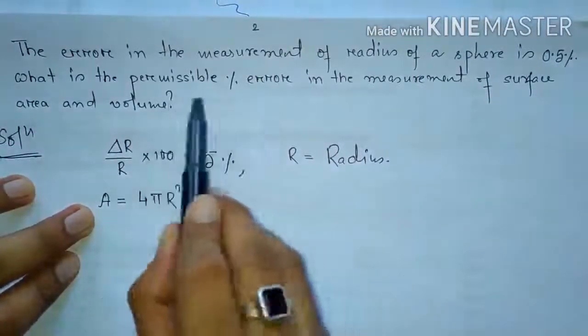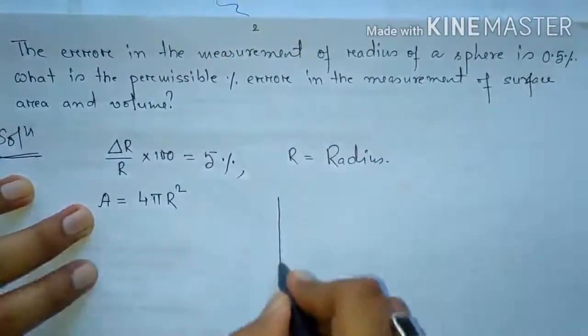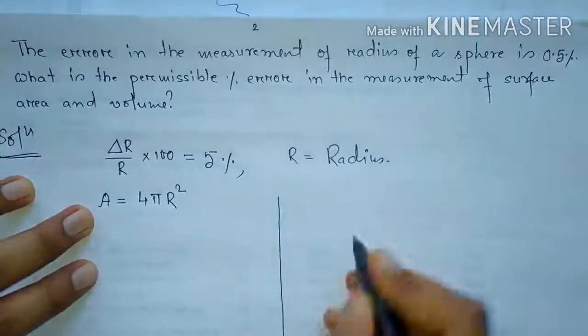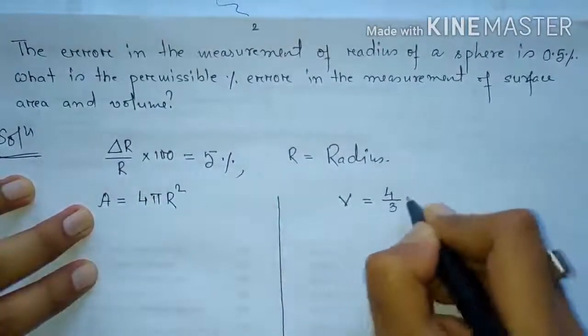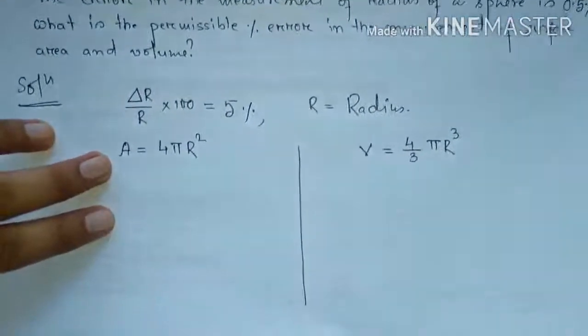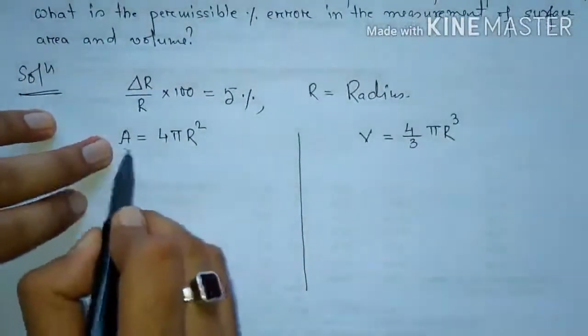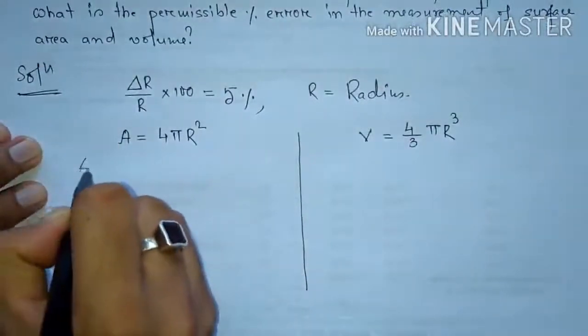Because we have to find the percentage error in the measurement of surface area, and also we have to find the expression of percentage error in the volume. Now what is the volume of a sphere expression? It is 4 by 3 pi r cube, where r is the radius. Now if the expression of A is this one, then what will be the expression of delta A by A? We have to write.